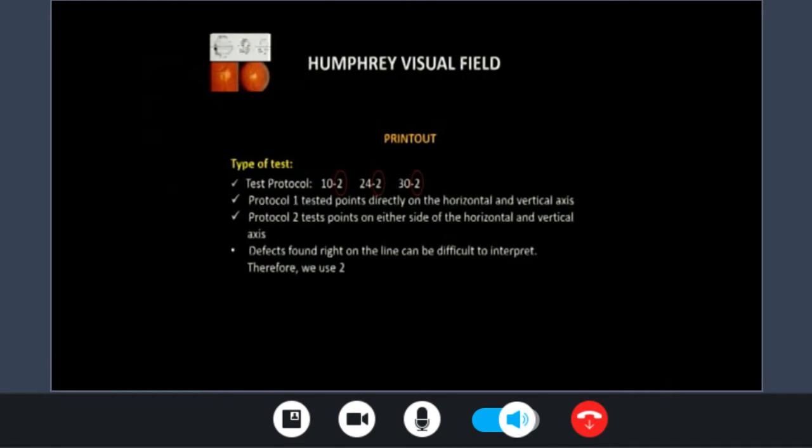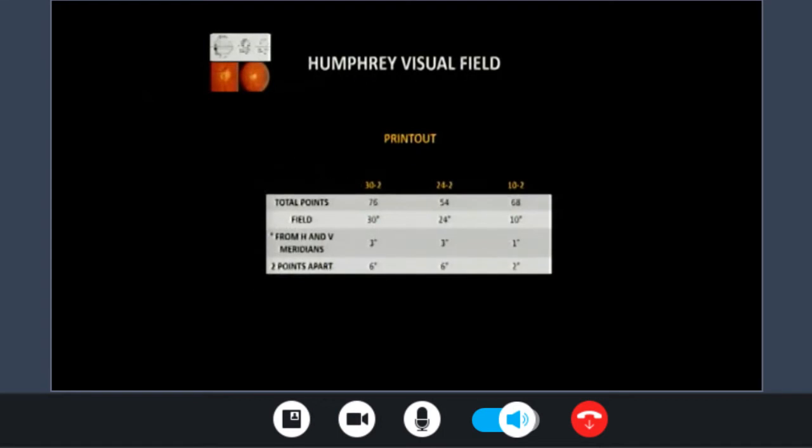So Protocol 2 will test points on either side of the horizontal and vertical axis, and defects found right on the line can be difficult to interpret. That's why we will move it to the Protocol 2.